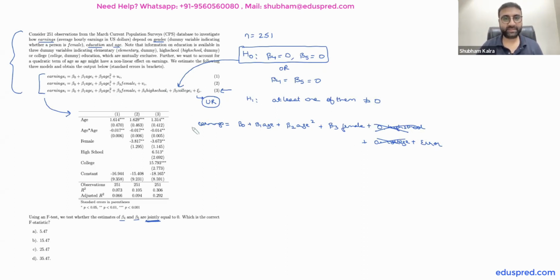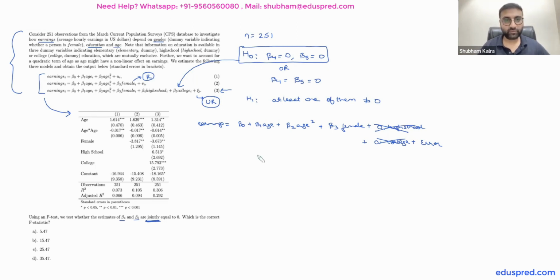So what is it that we are getting from here? That model number 3 is going to be your unrestricted model, and model number 2 is going to be your restricted model. I'm using UR for the unrestricted and R for the restricted. I hope this much is clear.